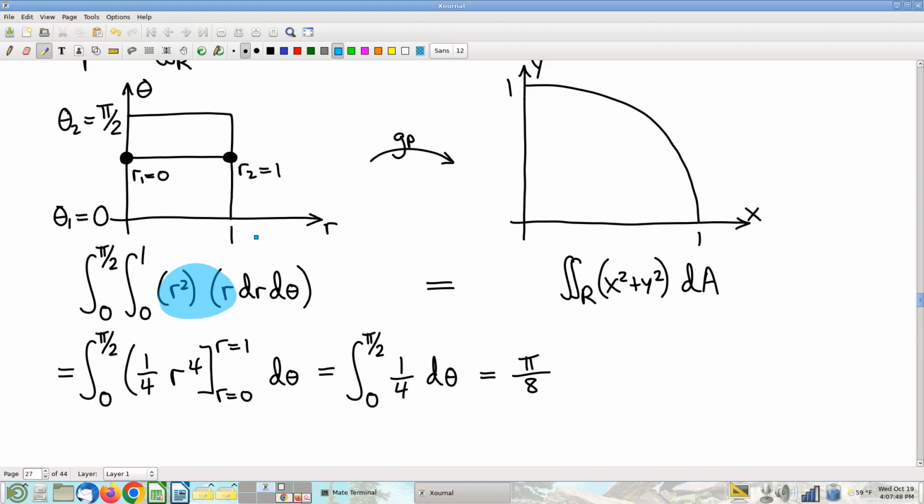And so the antiderivative is 1/4 r to the 4th. Right? So don't forget to merge your stretching factor in with the rest of your integrand. Again, that's why it's there. Okay. Alrighty.